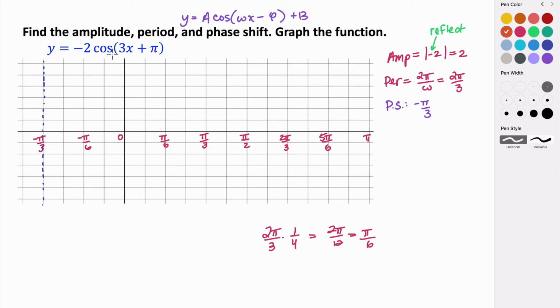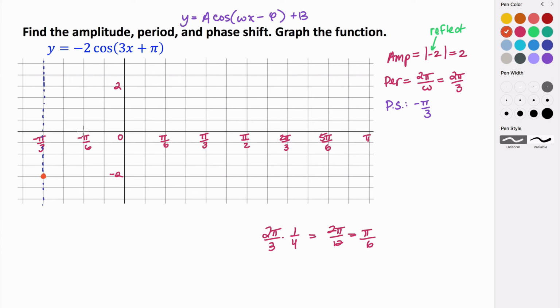So it's a cosine function. Let's label this here, we'll call this 2 and this -2. 1, 2, 3, -2. It's a cosine function, so it's starting at its minimum because its a value is negative. So we're going to start down here. And then at all the major points, we're going to just follow the same pattern.